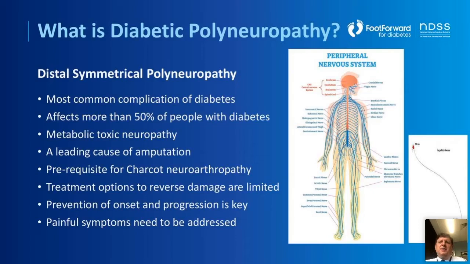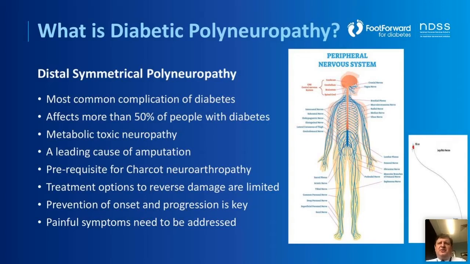Also, the more common condition of Charcot-neuroarthropathy is often linked in with this condition, in the sense that people who develop that fractured dislocation condition that markedly damages the foot will always have underlying neuropathy. Thankfully, that condition only affects about 1 in 500 people with diabetes. But in contrast, this polyneuropathy is very common.